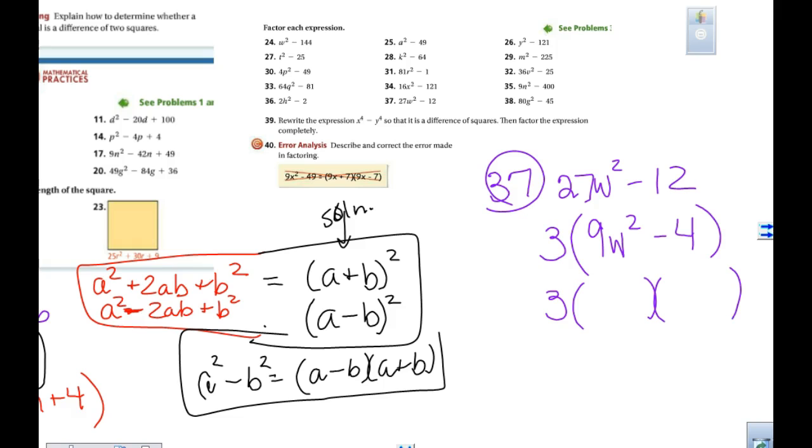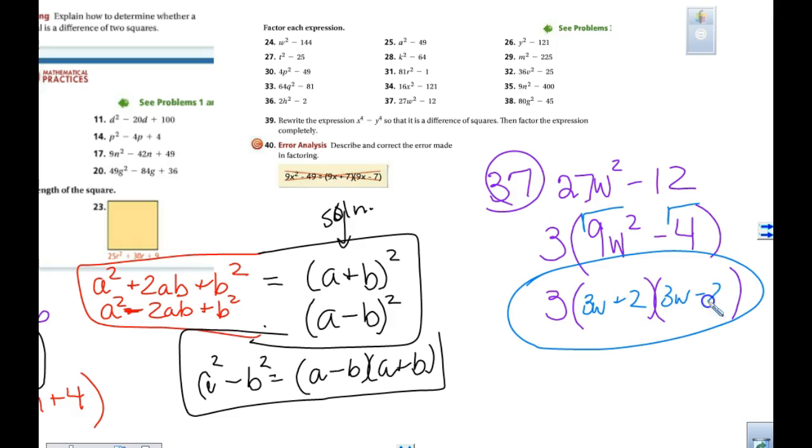And on some of your papers, I saw you did something like this. You kind of put these square roots above it. That's fine. But make sure this is your solution, not with the square root, so that it is 3w plus 2 and 3w minus 2 as you are looking at that solution.